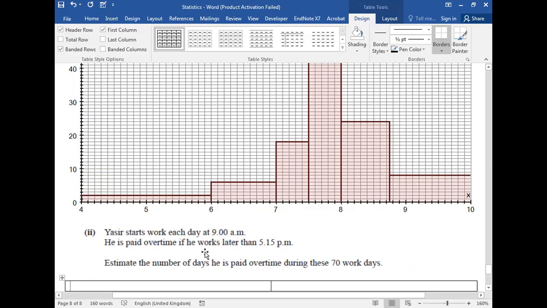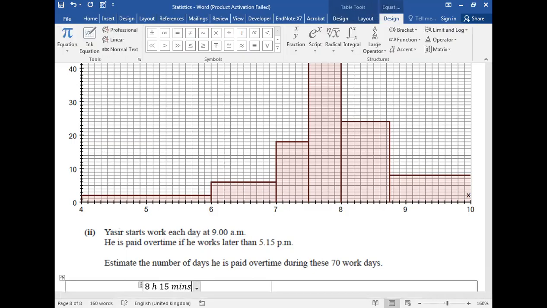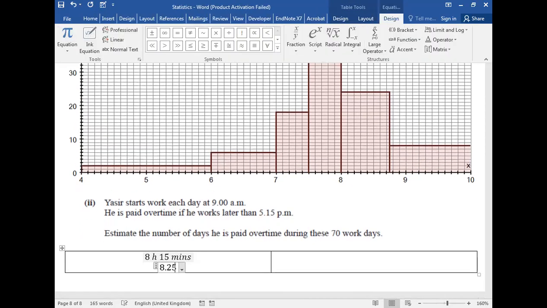Can you tell me the duration after which he is paid overtime? Sir, he has to work for this many hours, उसके बाद उसको overtime. 8 hours तो नहीं, it's not an exact hours, 8 hours and so 15 minutes को hours में convert करो because you have the data for hours. You can say 8 hours and 15 minutes, 8.25 hours. So he gets overtime when he works for more than 8.25 hours.